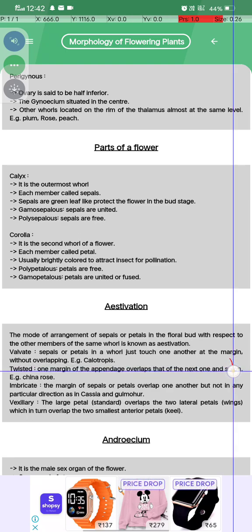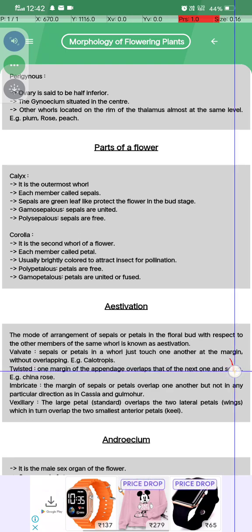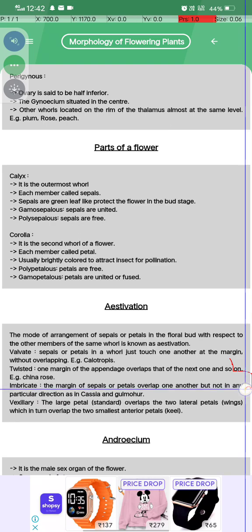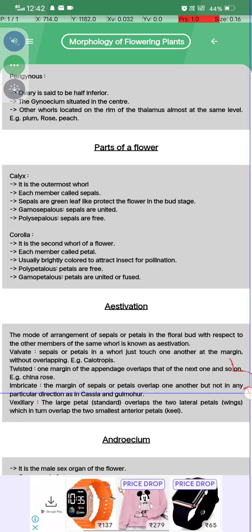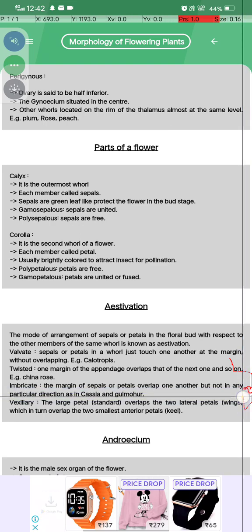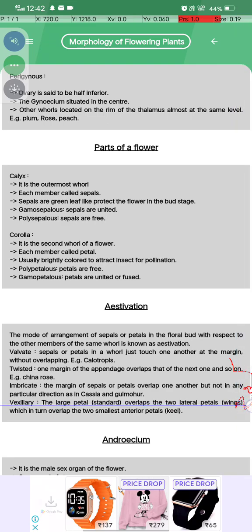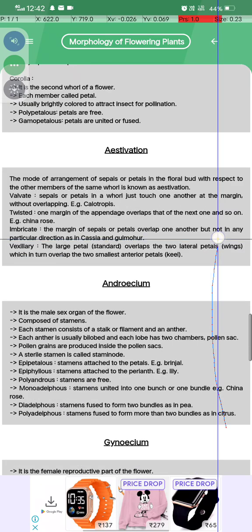Twisted: one margin of the appendage overlaps that of the next one, and so on, as in China rose. Imbricate: the margins of sepals or petals overlap one another but not in any particular direction, as in cassia and gulmohar. Vexillary: the large petal, the standard, overlaps the two lateral petals, the wings, which in turn overlap the two smallest anterior petals, the keel.